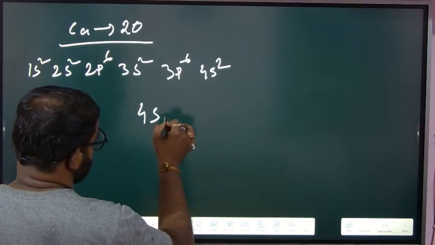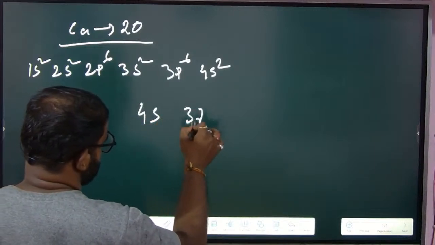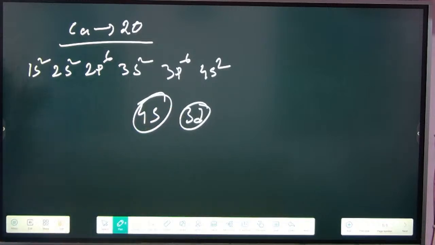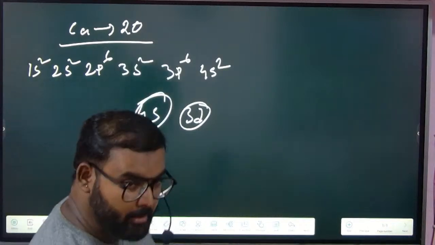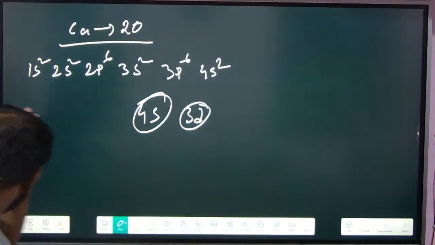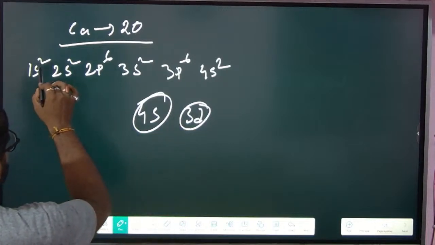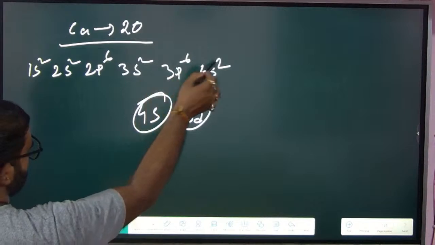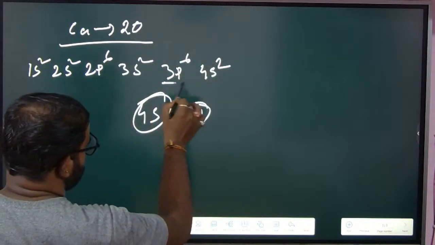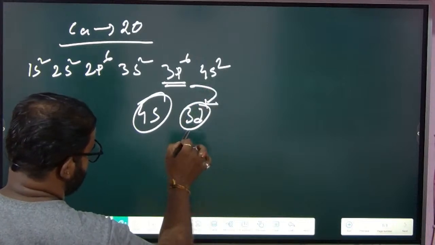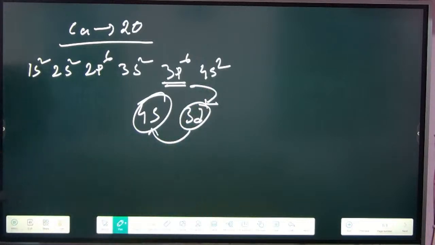4s will come before 3d. This is a big thing. We have studied all these things in class 11, 12. Why does this happen? You can calculate 2 to 4, 10, 12, 18, 20. After 3p, it should be 3d, but we have 4s. Why? What is the reason? The reason is the energy level.